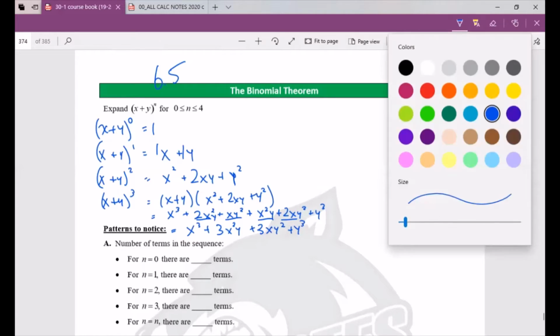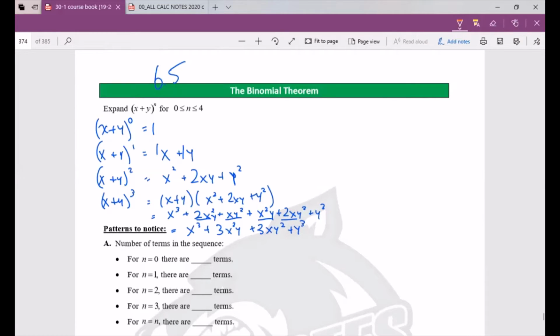So taking note of our coefficients, and so like I said, this is going to be 1x plus 1y, 1x squared plus 2xy plus 1y squared. And in this last one, we have 1x cubed plus 3x squared y plus 3xy squared plus 1y cubed. All right.